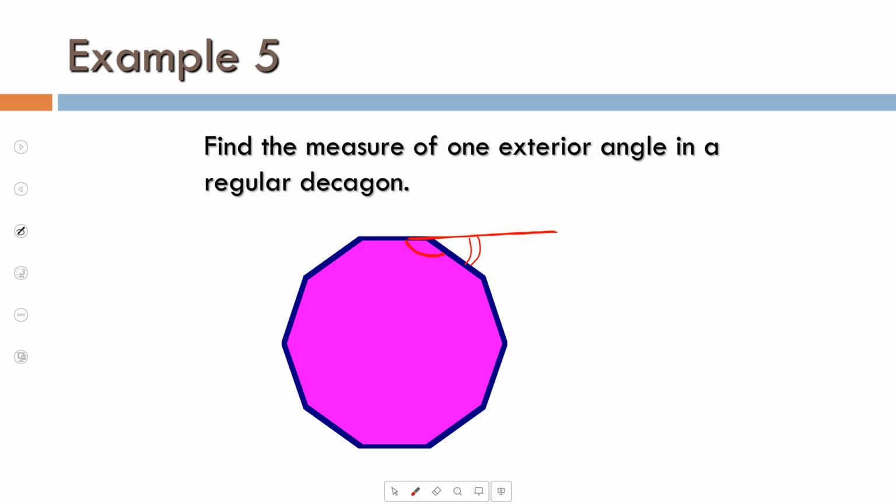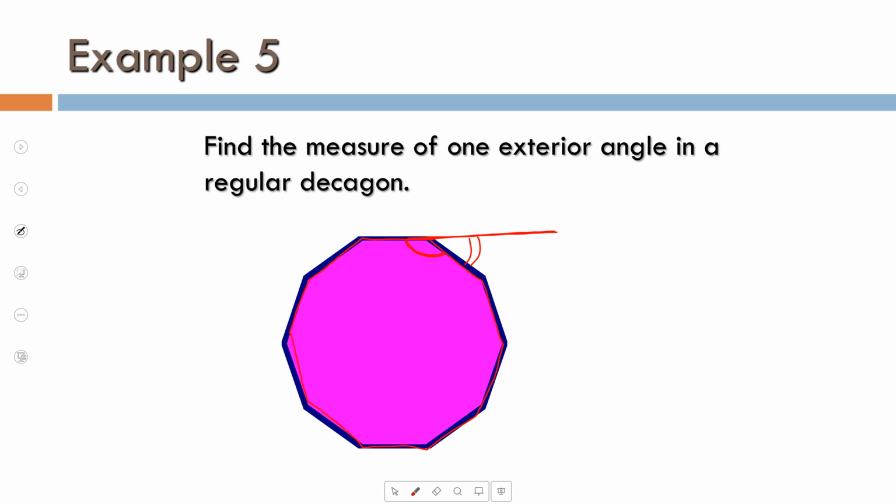Okay, so 2 approaches. First approach, just memorize that it's 360. Second approach is think about if you walk around this shape. Start here, you turn. You go all the way around this shape. As you continue to turn at each of these angles, when you get back to the start, you're facing the same direction you started. 1 full revolution is 360.